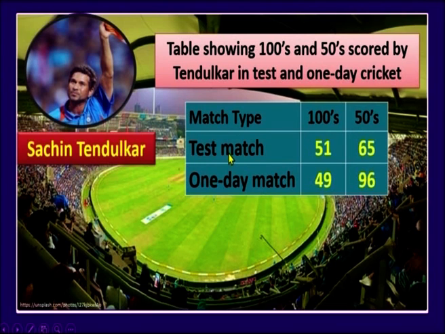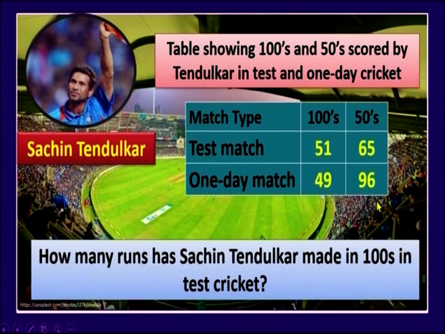So Tendulkar made 51 centuries in test matches, whereas in one-day internationals he made 49 centuries. And how many 50s did he make in test matches? Yes, 65. And in one-day matches? Yes, he made 96 50s. Now children, how many runs has Tendulkar made in hundreds in test cricket?